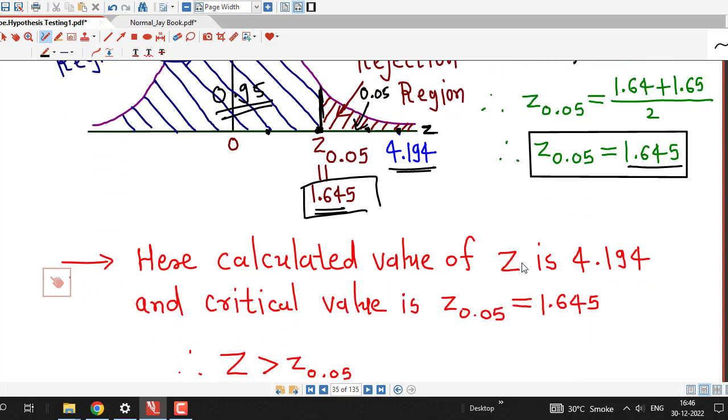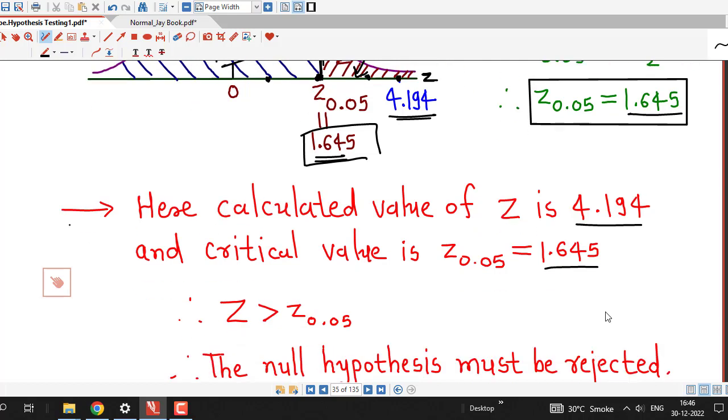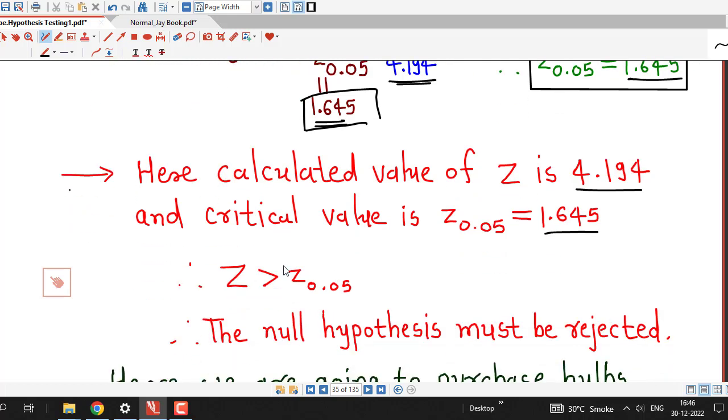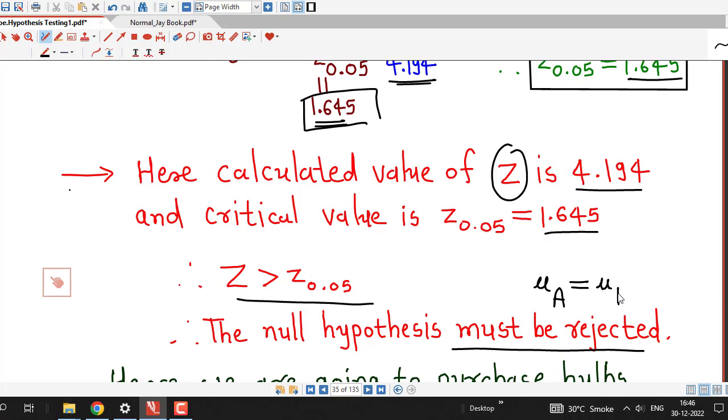Here the calculated value of z is 4.194 and the critical value of z is 1.645. Therefore capital Z is bigger than z suffix 0.05. This means the null hypothesis must be rejected. And what was the null hypothesis? The null hypothesis was that population means are equal.